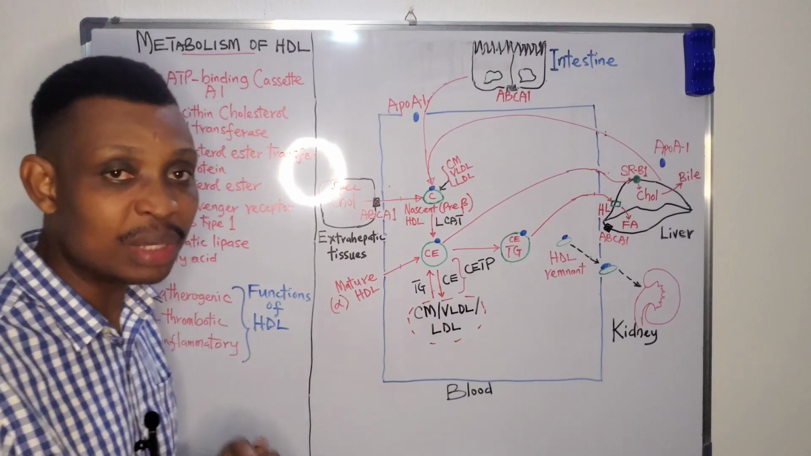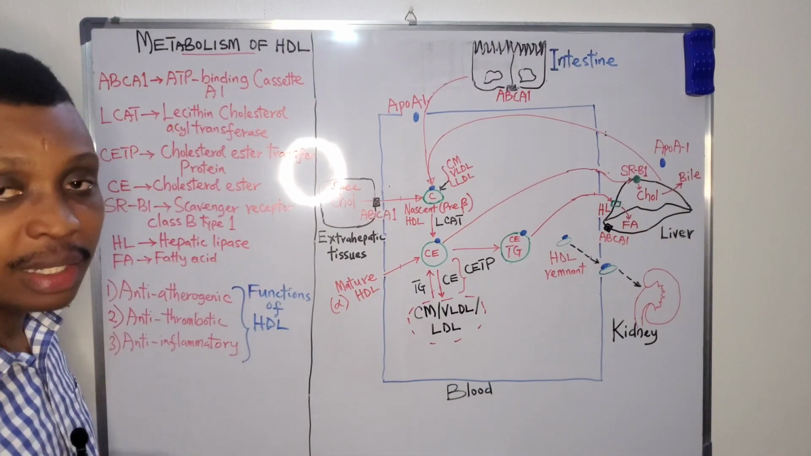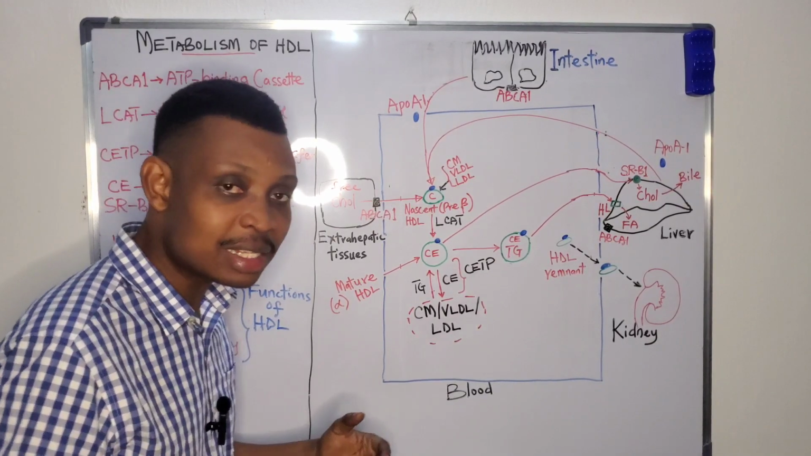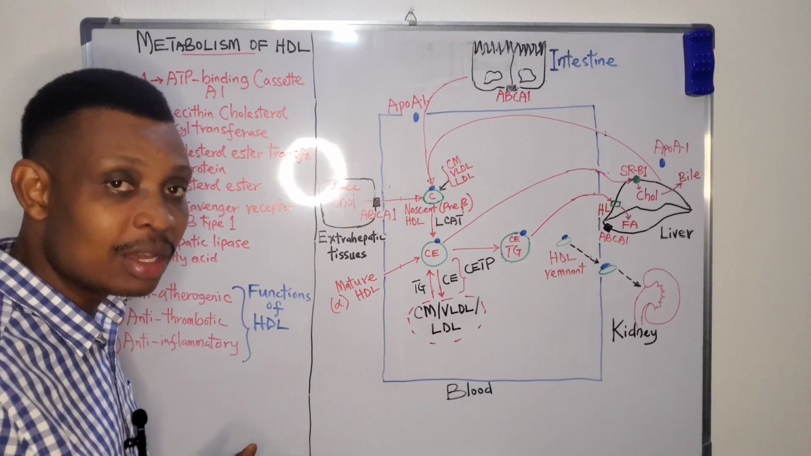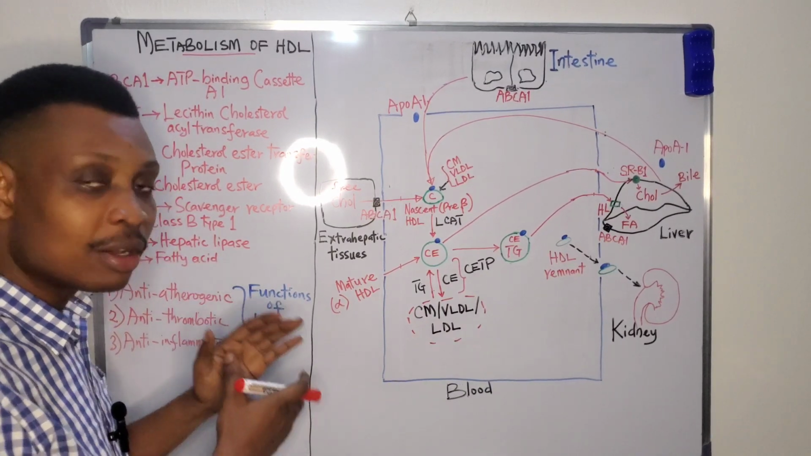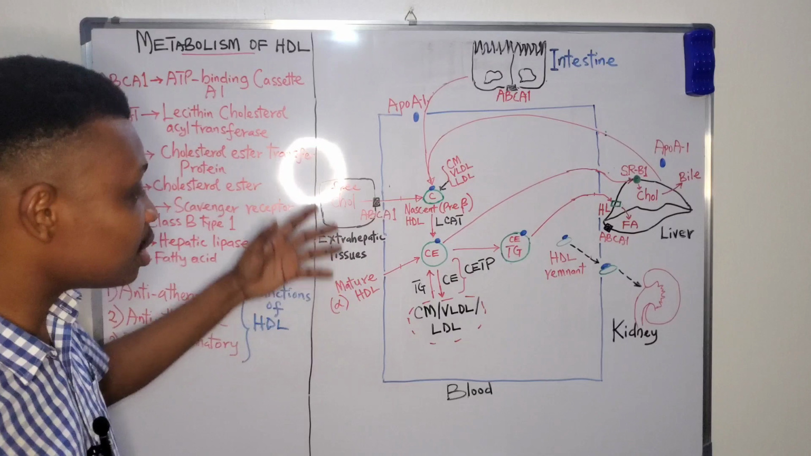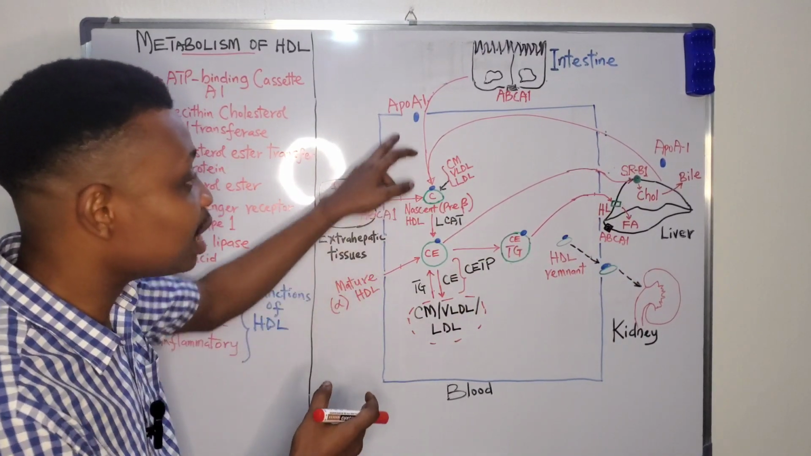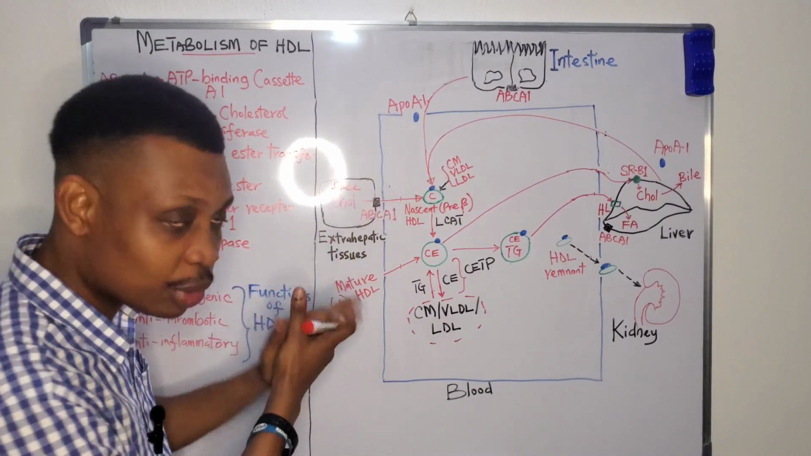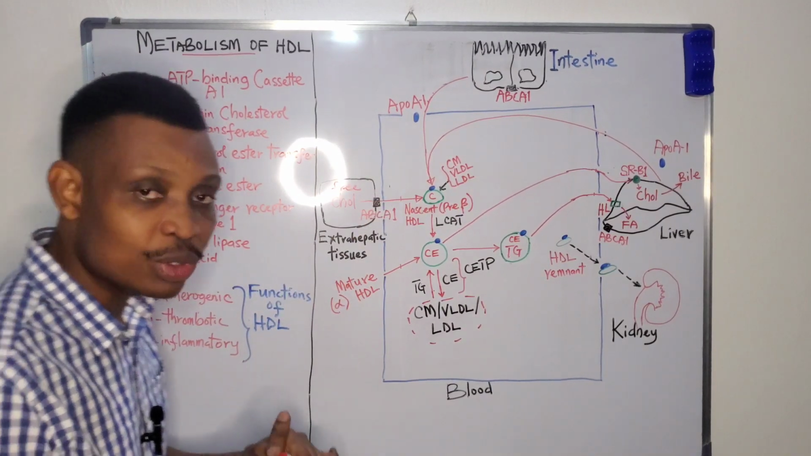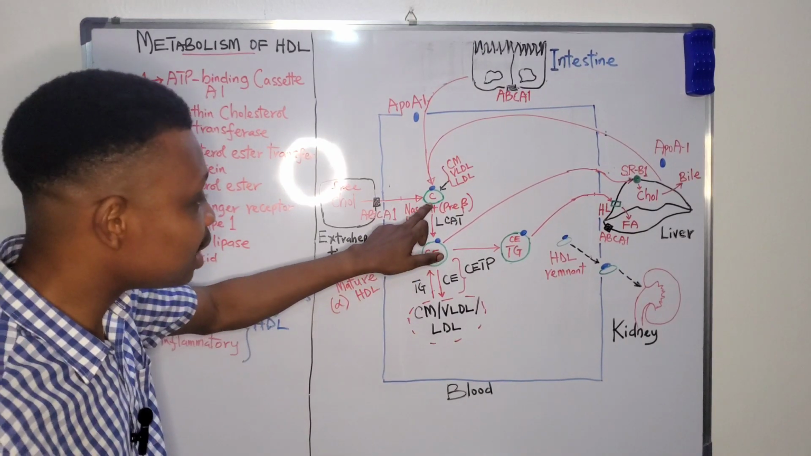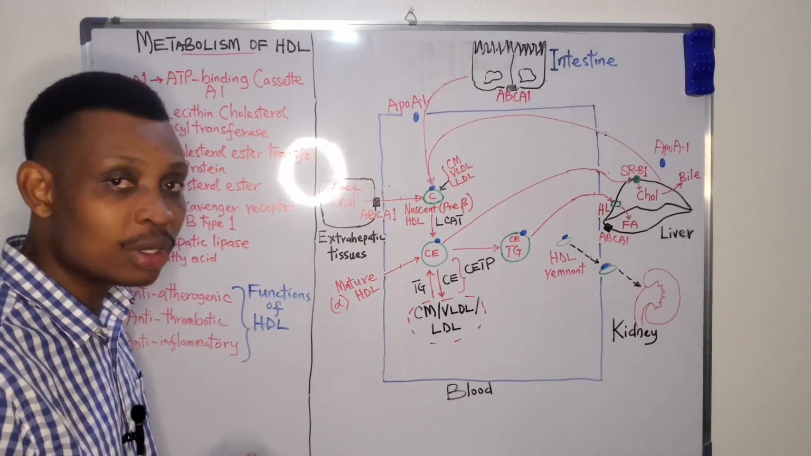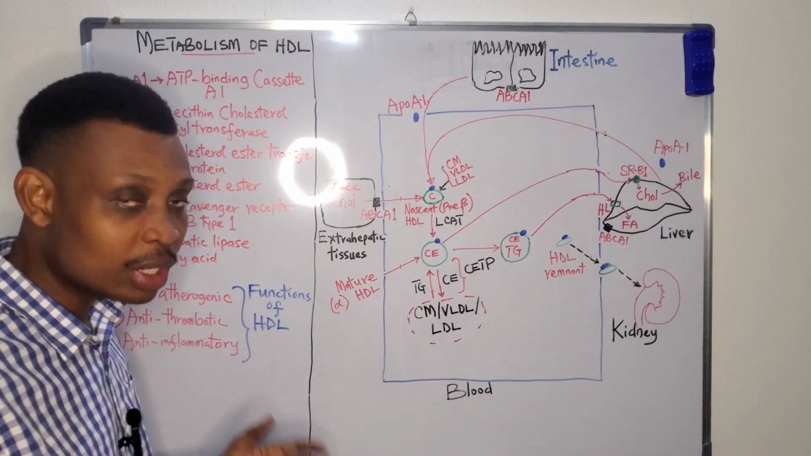And ABCA1 means ATP binding cassette A1. So this ATP binding cassette A1 is a transporter protein that facilitates free cholesterol and phospholipids to move out from the extrahepatic tissues, from the intestine, and from the liver into the circulation, where they will bind to the ApoA1 in the blood, and that will result in the formation of the nascent HDL. The nascent HDL is also referred to as the immature HDL or pre-beta HDL.